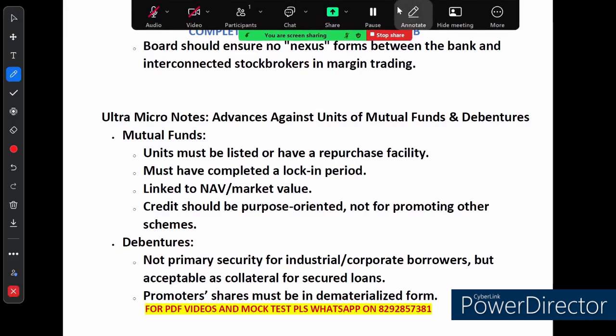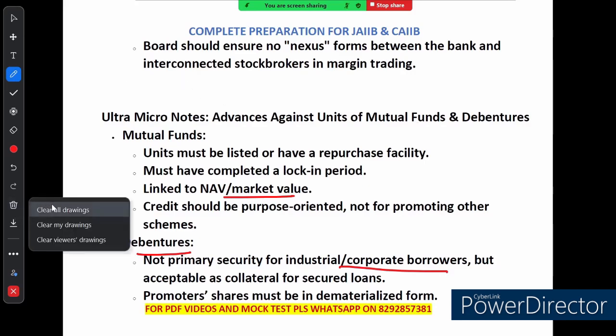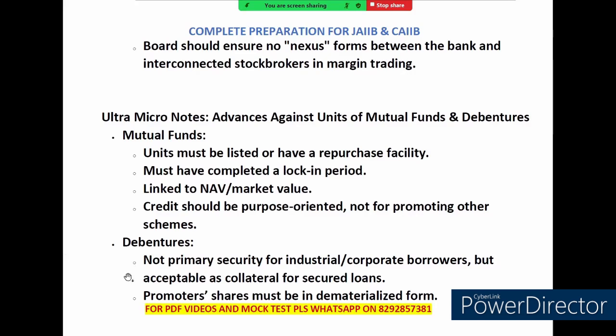For mutual funds, the units must be listed or have repurchase ability. They should have completed their lock-in period, and the loan is linked to the NAV, that is, net asset value or market value. Debentures are not considered a primary security for corporate loans, but can be accepted as collateral for a secured loan. The promoter share used as collateral must be in dematerialized form. The bank can accept debentures as collateral for a temporary margin arrangement if the borrower is short of funds.